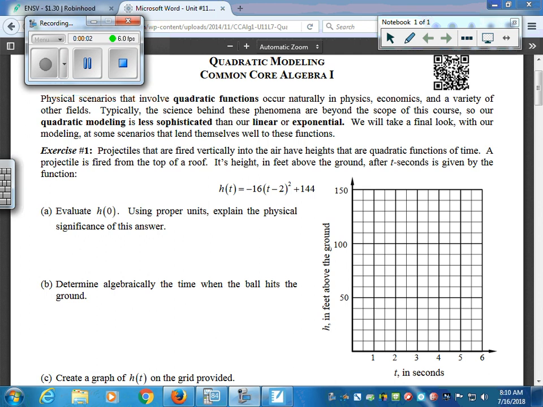Hey guys, we're going to talk about how to model quadratic functions using graphs, and we're going to look at the tables and try to come up with some vocab we're going to come across in the Regents exam.